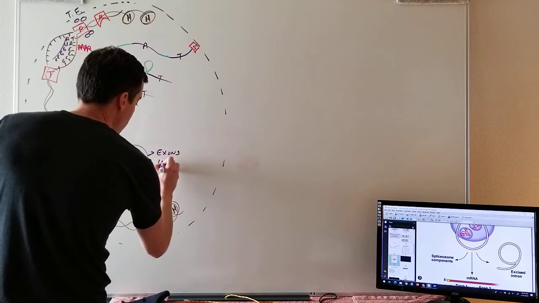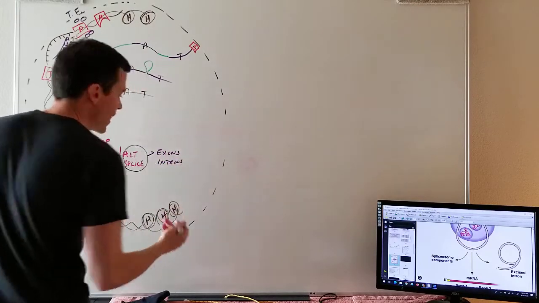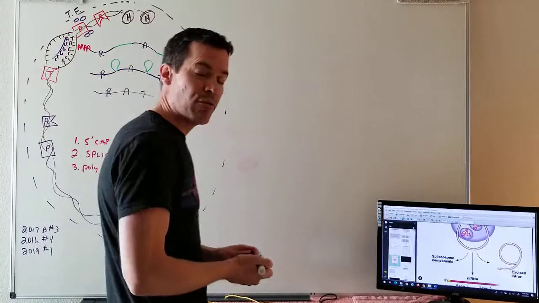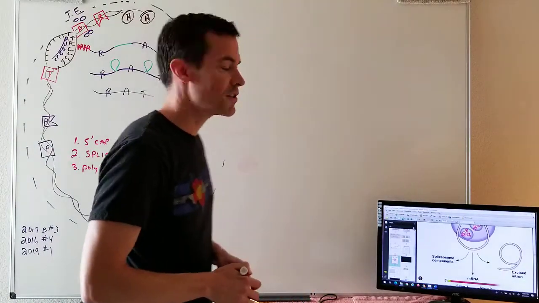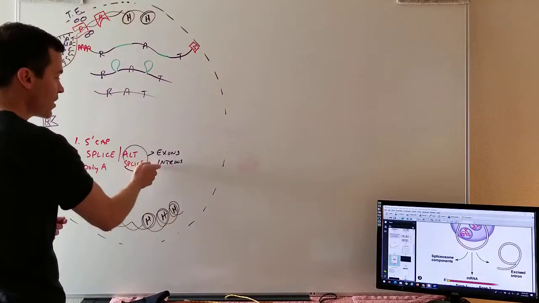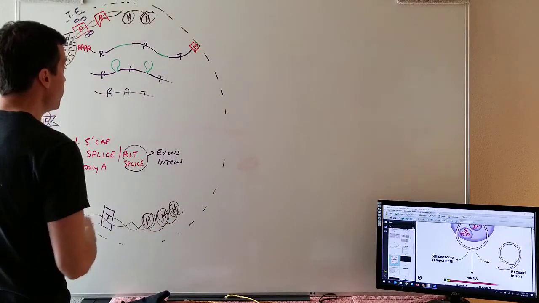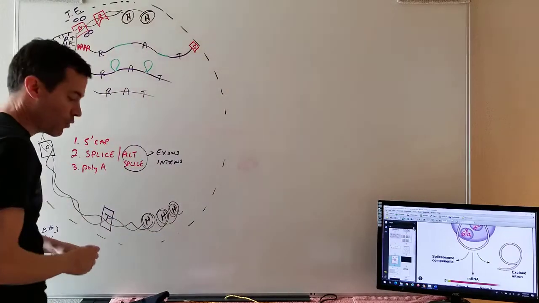So don't forget to mention exons and introns if you're writing a free response. Remember, we only have free response on the 2020 AP Bio test this year. So exons are expressed, introns are intervening, and they are removed. But I can also splice things in different order.